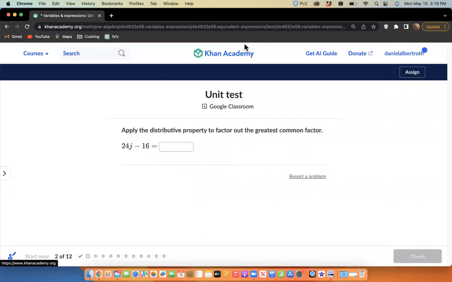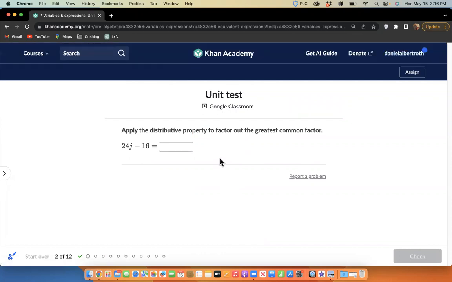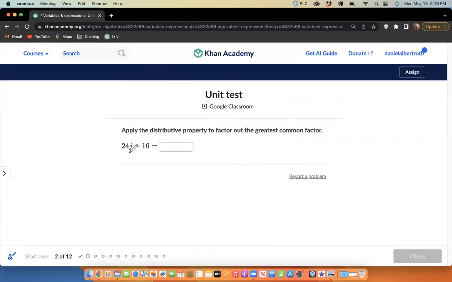All right. So this one says, apply the distributive property to factor out the greatest common factor. So we're looking here at 24j minus 16, and I'm trying to pull out the greatest common factor. I could try to pull out the variable j, but 16 doesn't have a j. I'm just going to pull out the greatest number that I can, and I think 8 is going to be the greatest factor that can come out of 24 and 16. So the way I think about this is I'm like undistributing. I'm pulling out the 8. So if I did that, I would be left with 8 times.